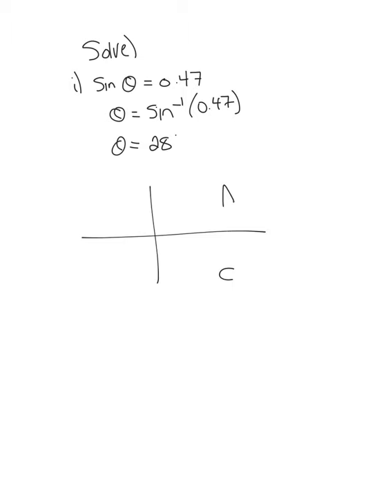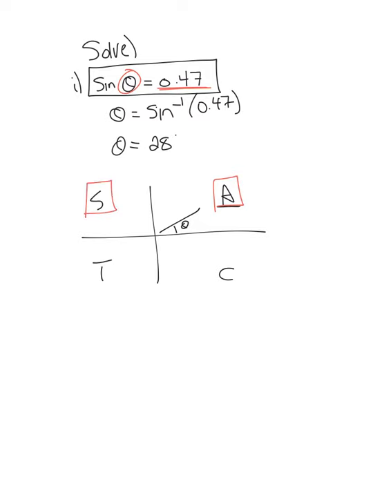Now I'm going to think about CAST here. I know that 28 degrees is right here, okay? Now it's in quadrant A, so everything is positive, and that makes sense. This is saying sine of some angle must give me a positive answer. Obviously, sine is going to be positive in our A quadrant, but sine is also going to be positive in our S quadrant. So if I'm going to calculate the second angle that my calculator doesn't give me, I'm going to have to mirror this theta in my S quadrant.